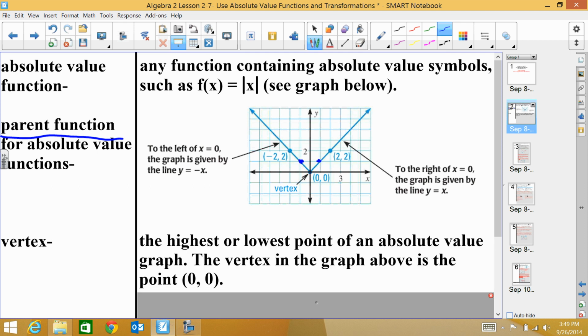Now the vertex is either the highest or the lowest point on the graph. So the vertex of this graph would be the point (0, 0), because the bottom or the top of our V is the vertex.